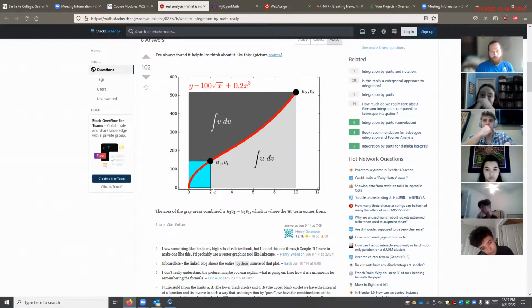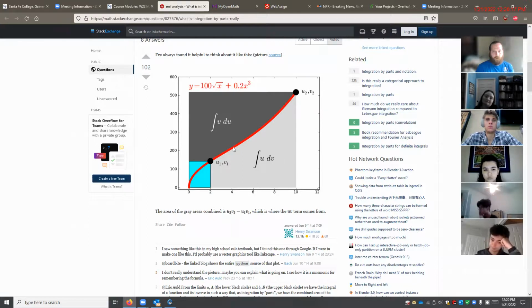The integral we want is the integral of u dv taken from 2 to 10. So that's the light gray area. The total value of all the shaded area here, the gray shaded area, would be this height times this width minus this height times this width, which is u2 v2 minus u1 v1. It's the big rectangle minus the blue rectangle.